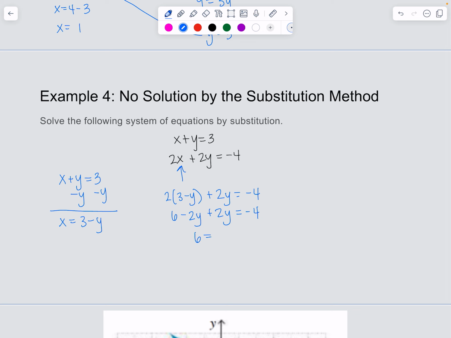So now we have 6 equals -4. We know that's not true. In this world that we know, 6 is not equal to -4. So we will have no solution. Okay? You don't have to go further when you find a discrepancy like this.